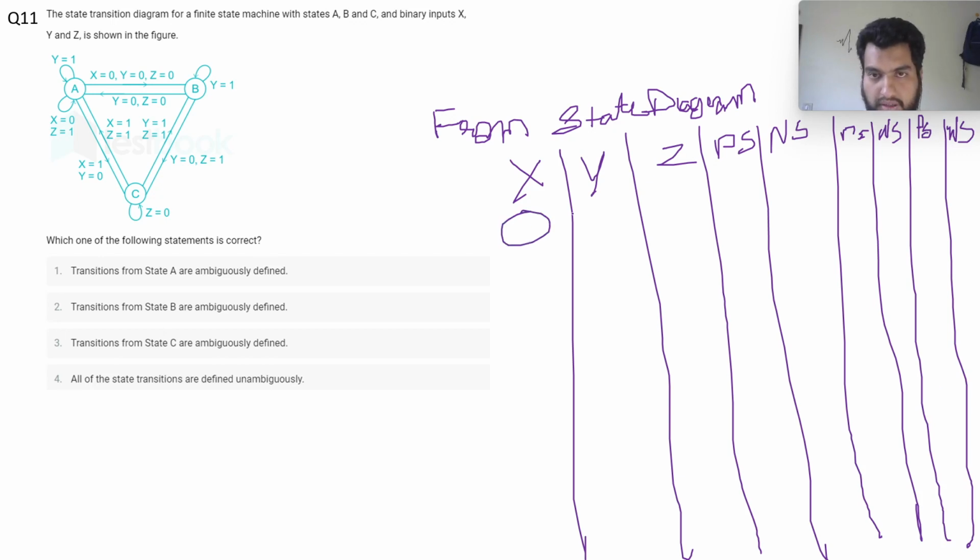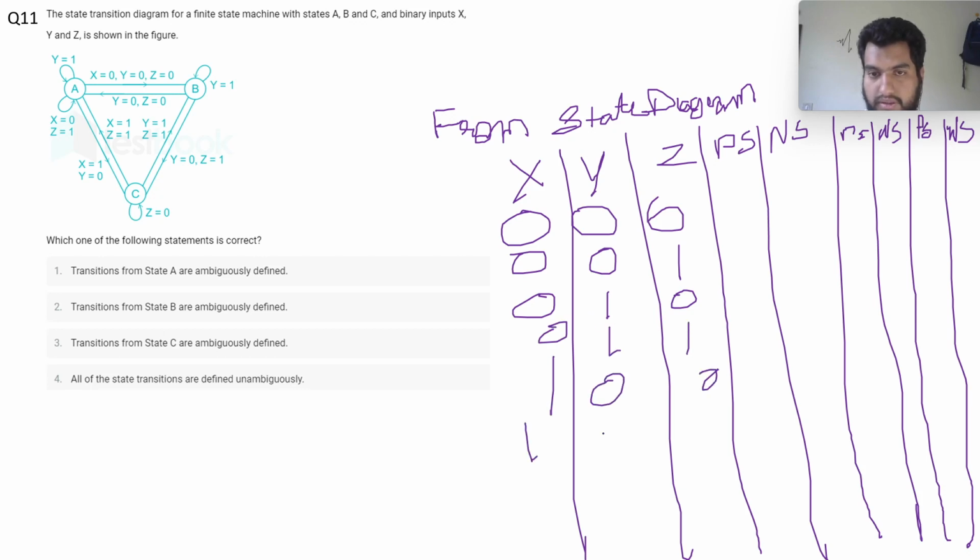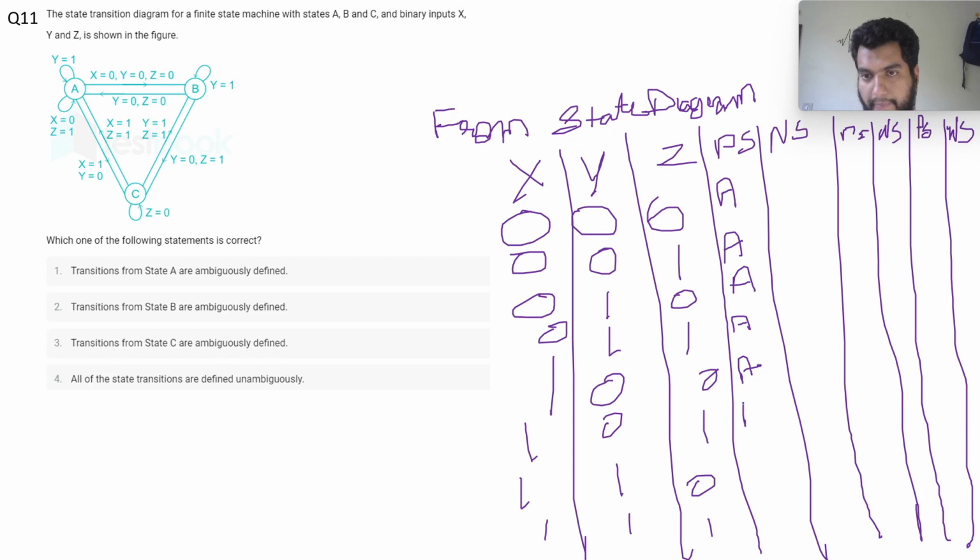So input combinations can be 0, 0, 0, 0, 0, 1, 0, 1, 0, 0, 1, 1. Then I have 1, 0, 0, 1, 0, 1, 1, 1, 0 and 1, 1, 1. So for 3 inputs, these are all the possible input combinations. So here I will have A as my present state. I'll just write A for all.